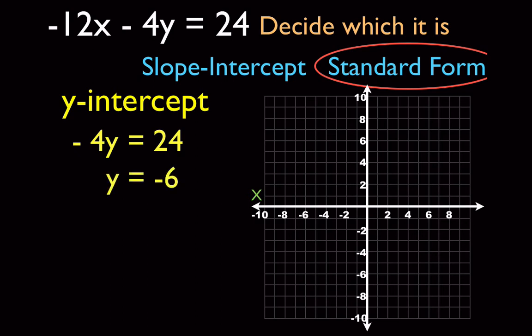Okay, you're going to end up with y equals -6, so the point is (0, -6). And you're going to plot that point on the line.